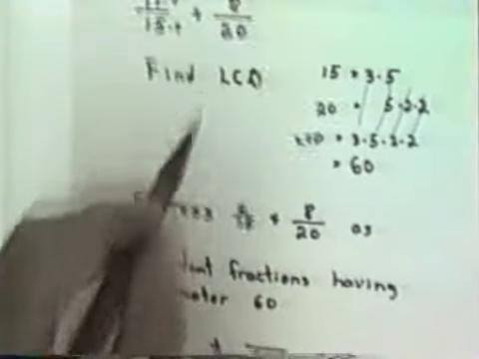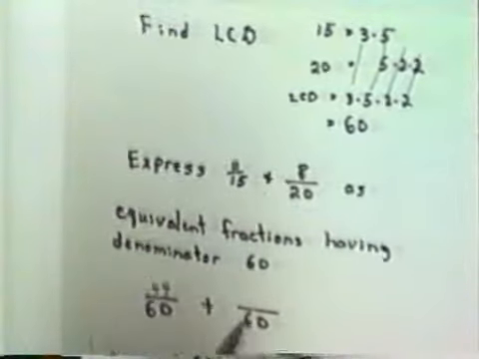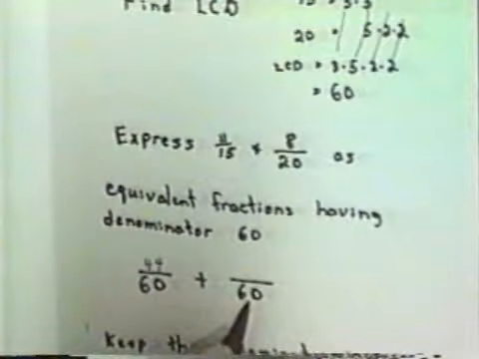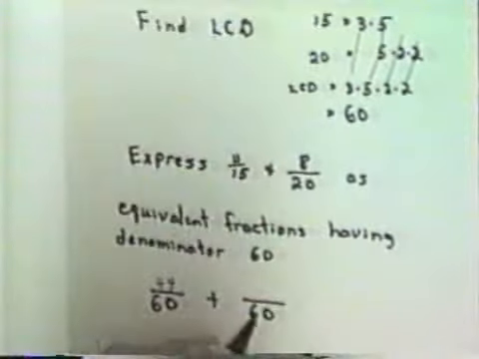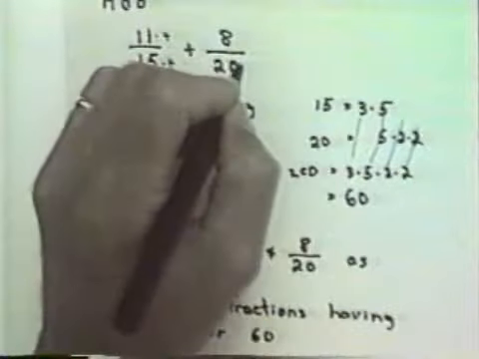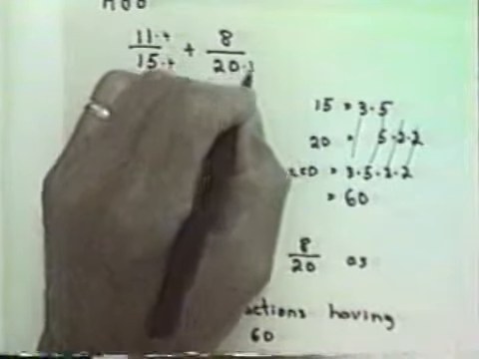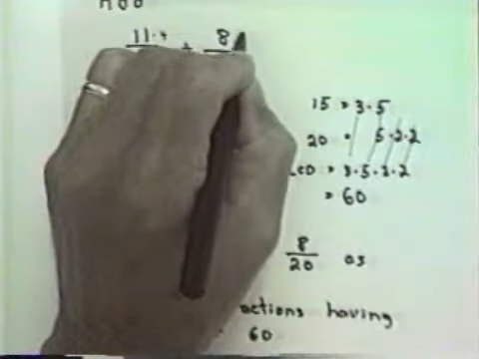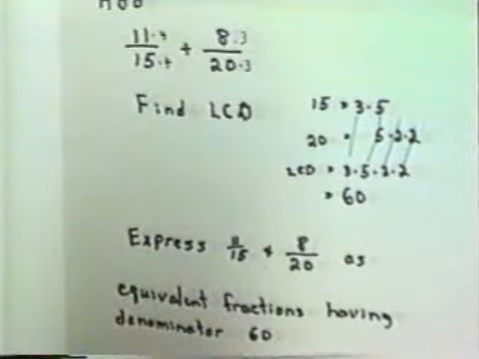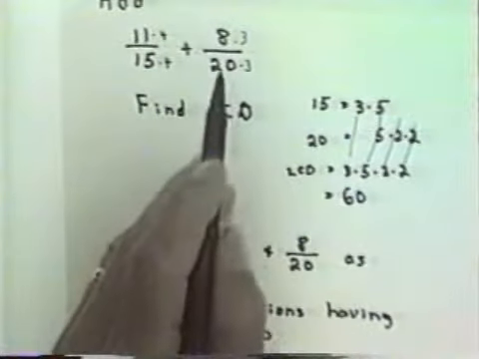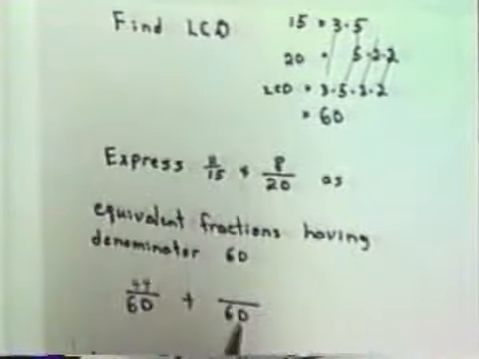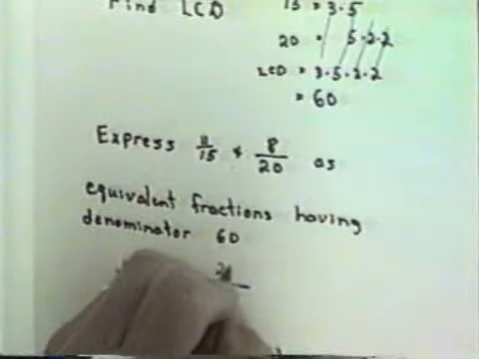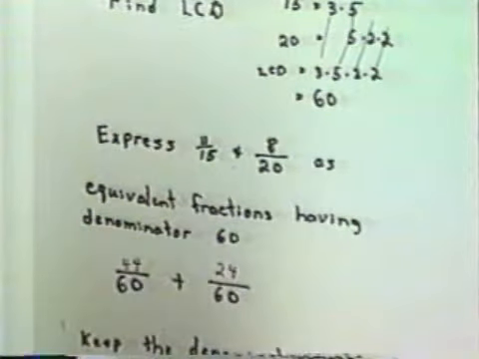Now for the second one, I need to get a denominator of 60. So I need to multiply 20 by something to get 60. Well, since 20 goes into 60 three times, what I need to multiply by is 3. Now if I multiply the denominator by 3, I multiply the numerator by 3, because I multiply numerator and denominator by the same thing. The 20 times 3 gives the 60. The 8 times 3 gives the 24.